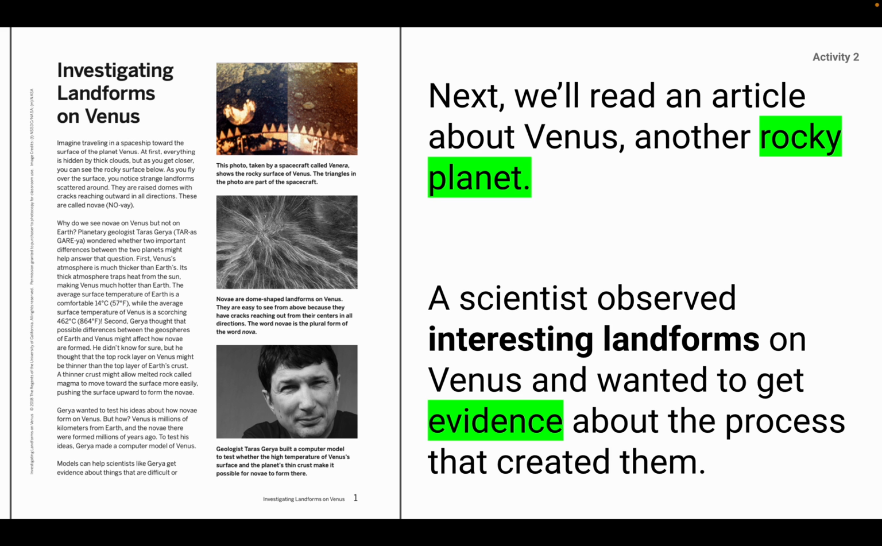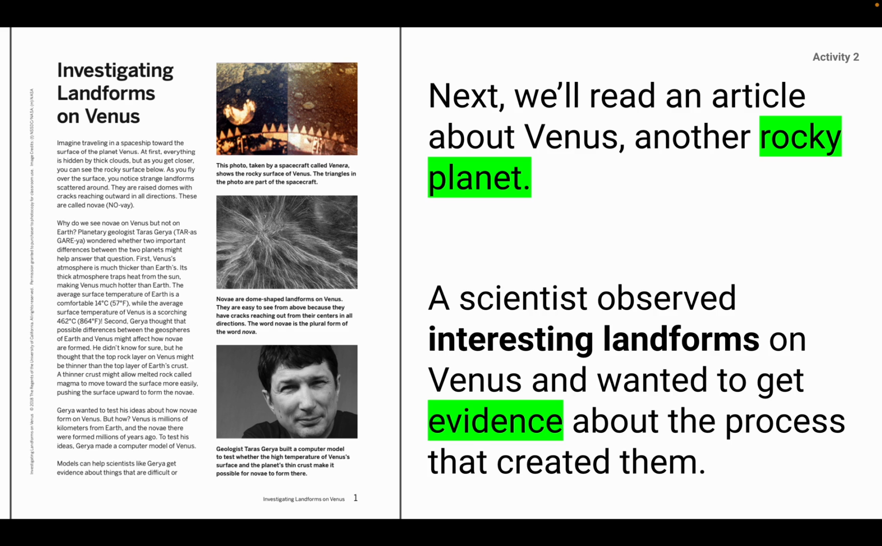Okay? We're going to read an article about Venus. Venus is another rocky planet. There's this scientist, a geologist, and he observed some really interesting landforms on Venus, and he wanted to figure out what's going on. He needed to get more evidence. And so that's what this article is about. Notice that I've highlighted rocky planet and evidence. I'm just trying to remind you guys about your vocabulary terms.